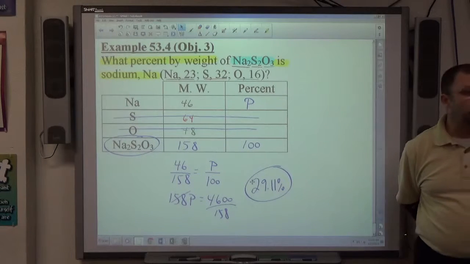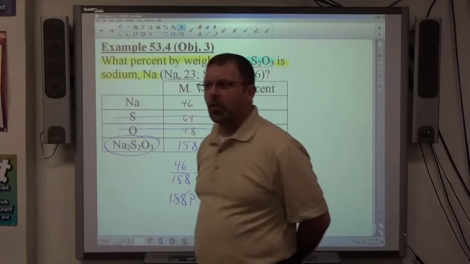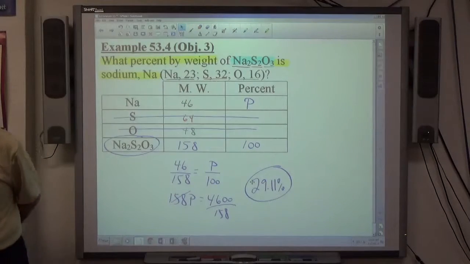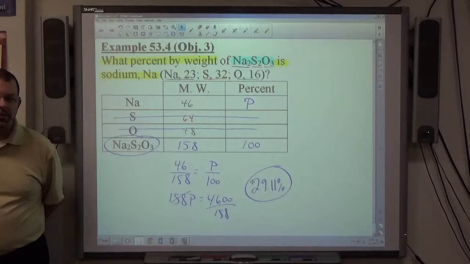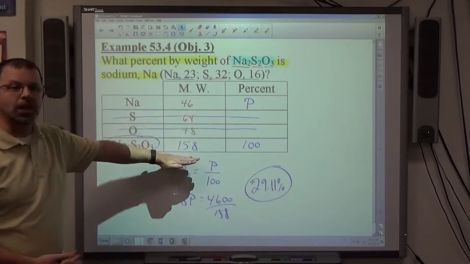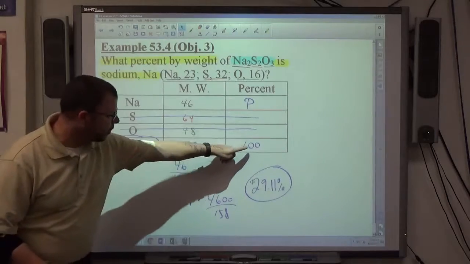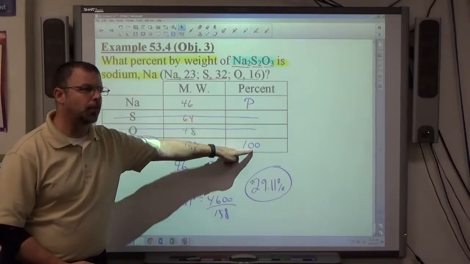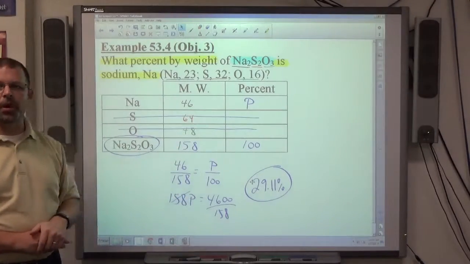So I want 2 decimal places. The book's a little lazy on these. They go whole number percents. I want 2 decimal places, so give me 2 every time. And again, that's the technique necessary. This column is exactly what you've done before. Just make sure for percent problems, 100 goes with the total. You're trying to find the percent of whatever they're asking you for.